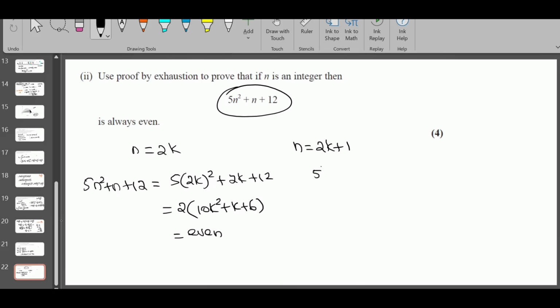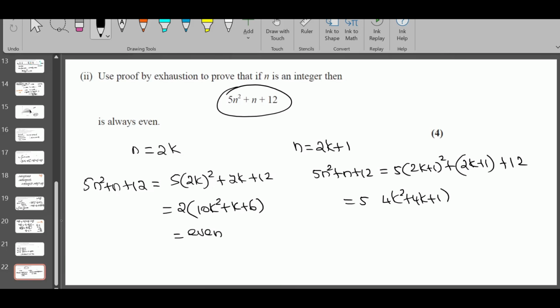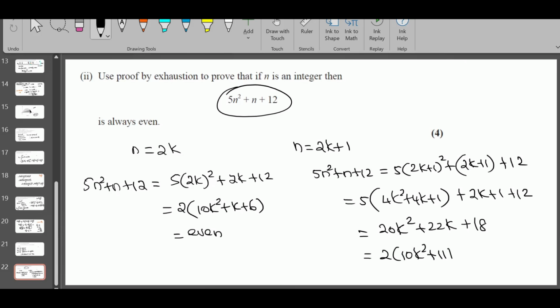Here, 5n square plus n plus 12, with n equal to 2k plus 1, is 5 times (2k plus 1) square plus (2k plus 1) plus 12. Expand the bracket: 4k square plus 4k plus 1, plus 2k plus 1, plus 12. That's 20k square plus 20k plus 2k, 22k. 5 plus 1 is 6, plus 1, plus 12 is 18. That's 2 times (10k square plus 11k plus 9), which is also even.